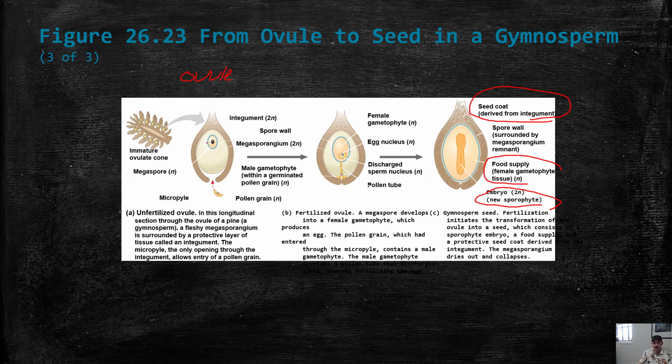So if you can think about the homologies here, this spore is just like a spore produced by a fern. This gametophyte is just like that little leafy gametophyte produced by the fern. And the sporophyte is the baby plant for the next generation. But in this case, it feeds on that female gametophyte. And the whole thing is inside of a protective seed coat.